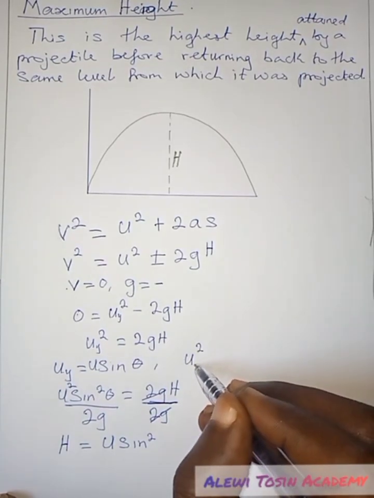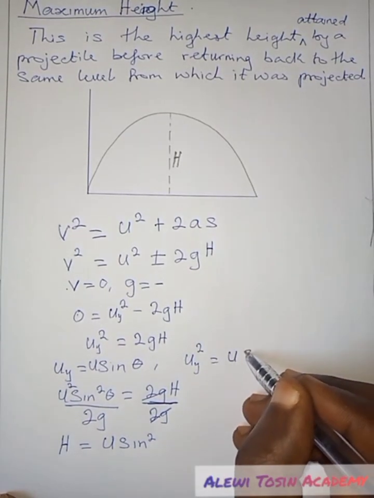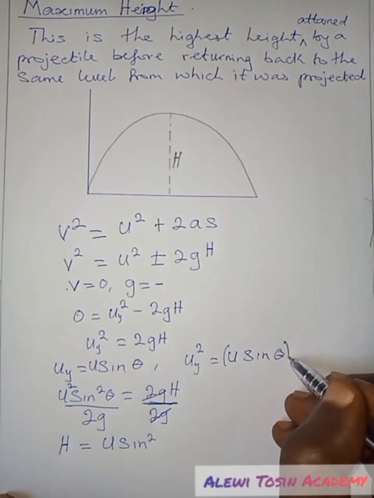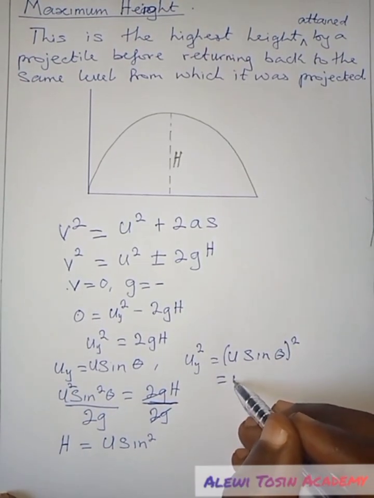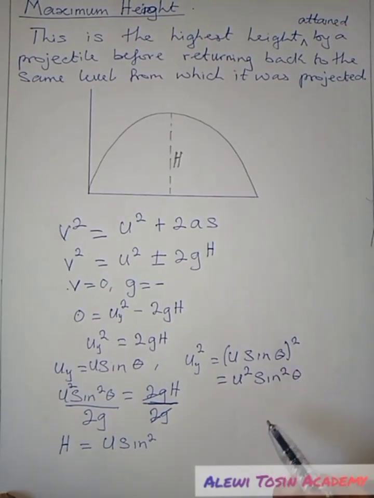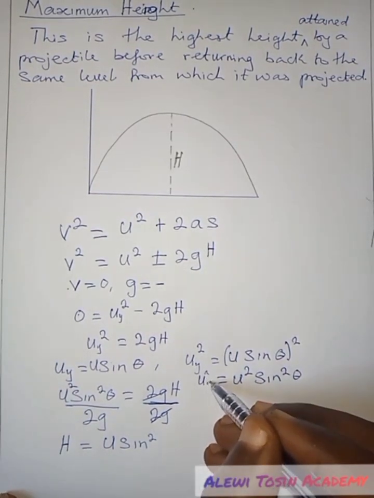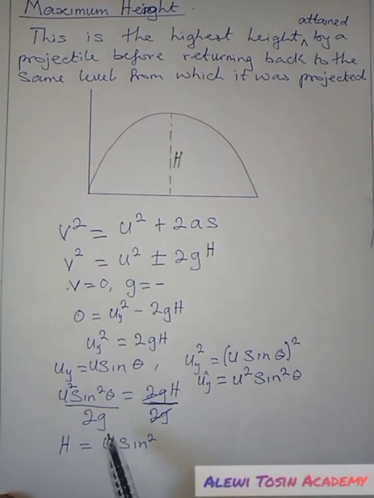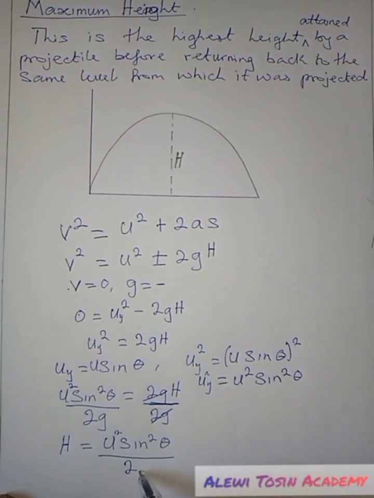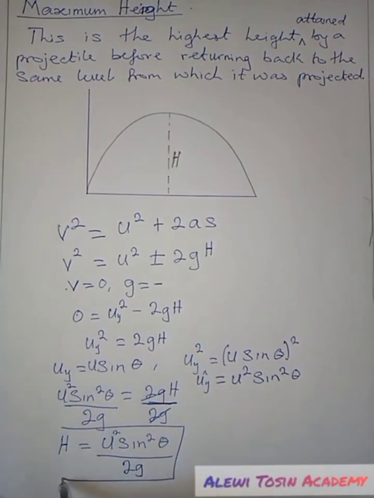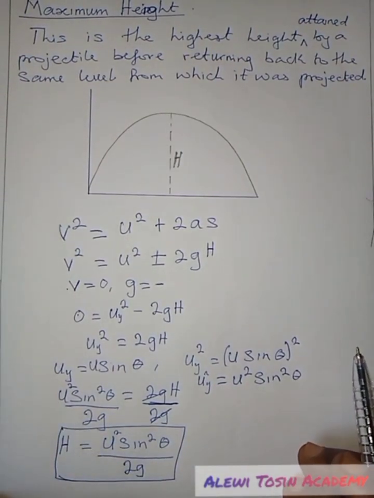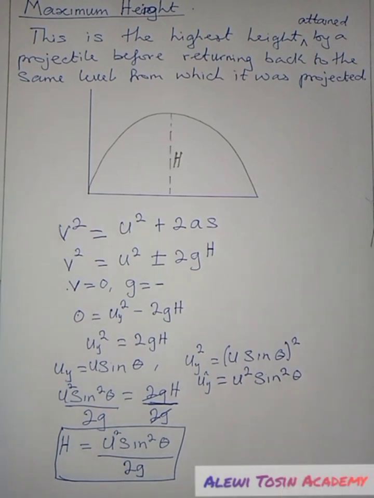Because note, u_y squared will be u sine theta, everything squared. So this will be u squared sine squared theta. That's our u_y squared. So this will be u squared sine squared theta over 2g. And that gives us the derivation of our maximum height. Now, let's take a question on this.